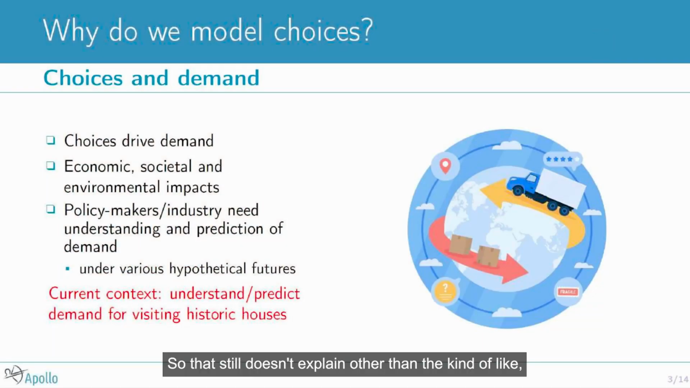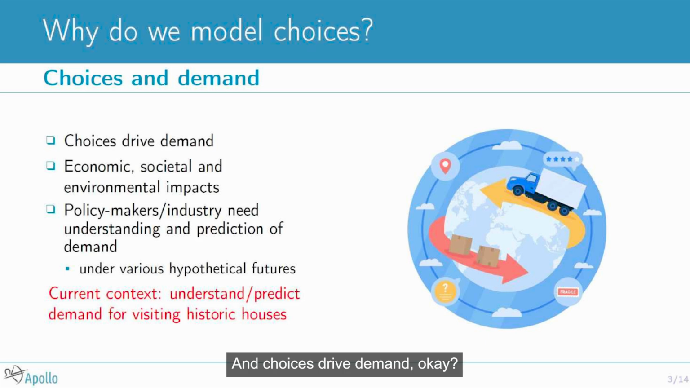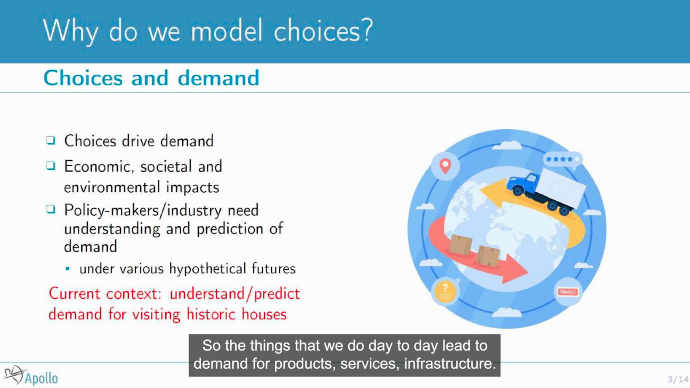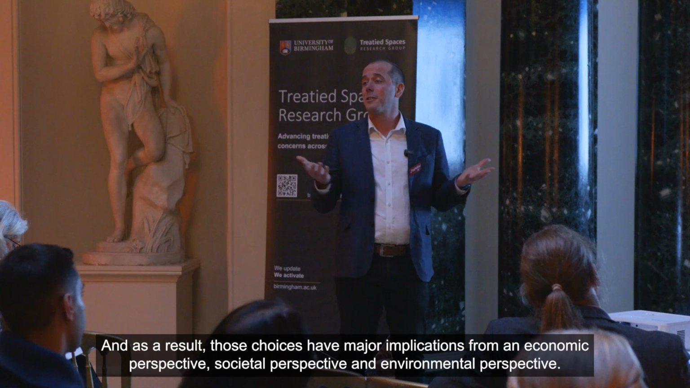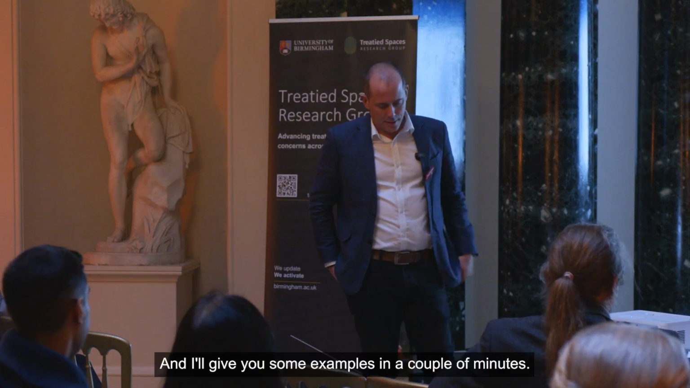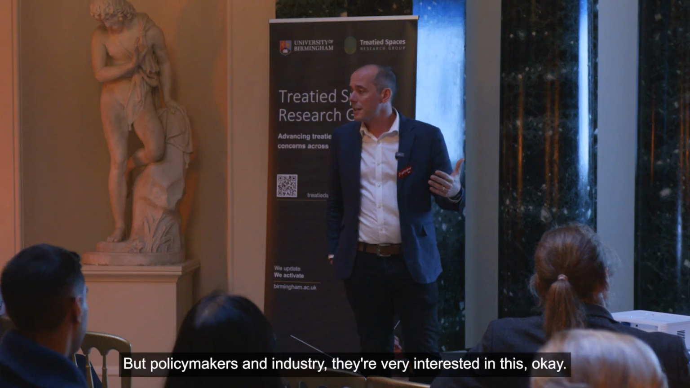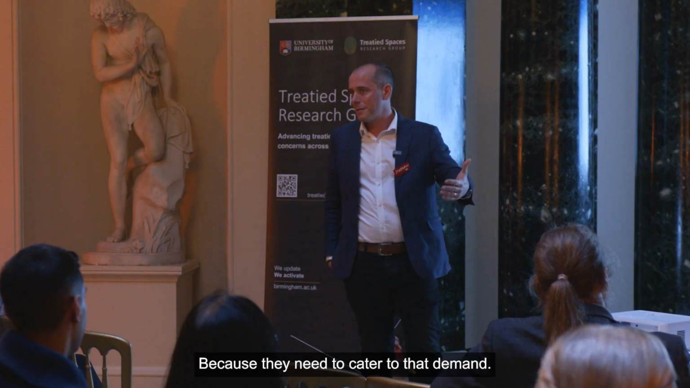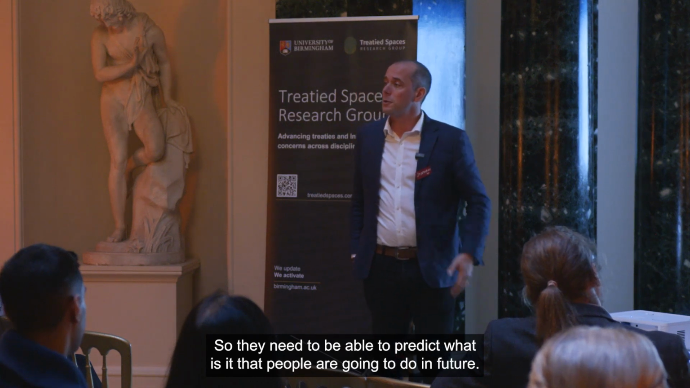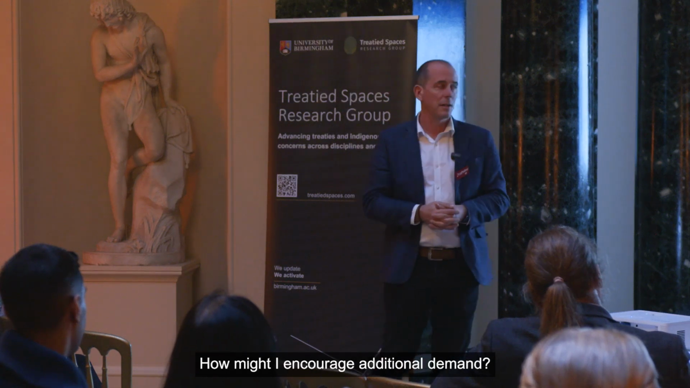That still doesn't explain, other than a basic interest in understanding human behavior, why we actually want to mathematically represent those choices. Choices drive demand. The things that we do day to day lead to demand for products, services, infrastructure, and as a result, those choices have major implications from an economic, societal, and environmental perspective. I'll give you some examples in a couple of minutes, but policymakers and industry are very interested in this, because they need to cater to that demand. They need to be able to predict what people are going to do in future, how they might change what people do, and how they might encourage additional demand.